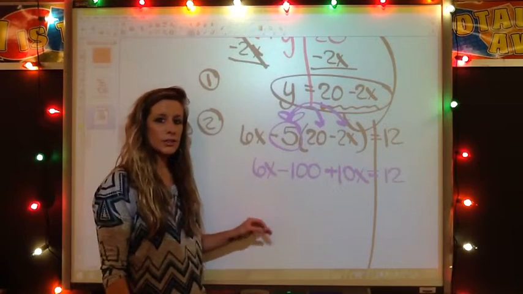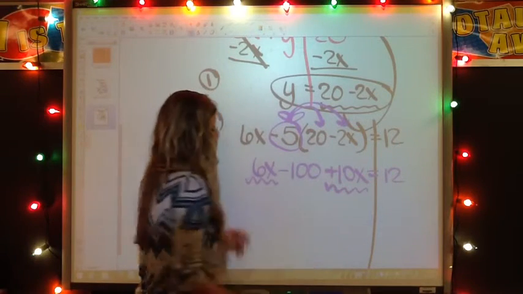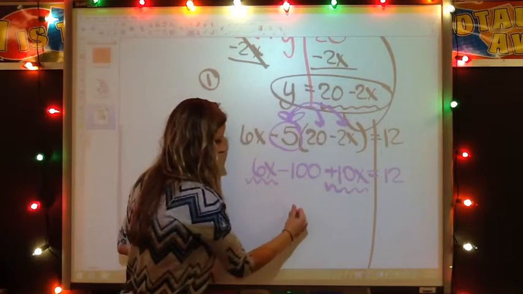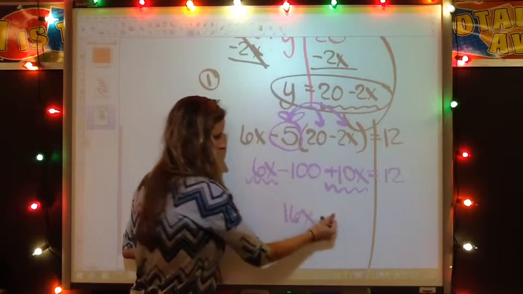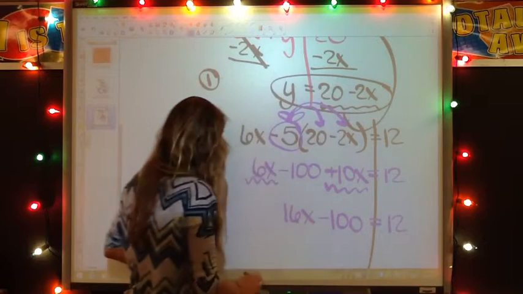Okay, now we're going to combine like terms. So combine your x's. 6x plus 10x is 16x. And then everything else comes down. Minus 100 equals 12.